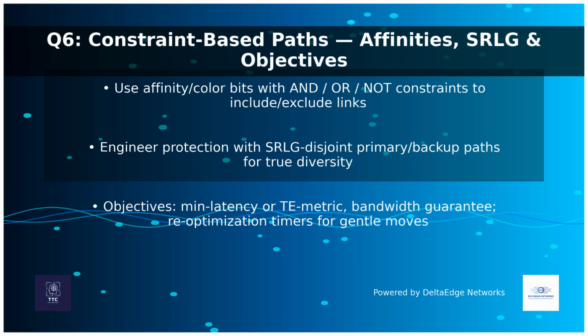Question 6. Constraint-based paths. Affinities, SRLGs, objectives. Use affinity bits with AND or NOT to include or exclude links. Build SRLG disjoint primaries and backups for real diversity. Set objectives, min latency, min TE metric or bandwidth guarantees, and configure gentle re-optimization so traffic shifts predictably.